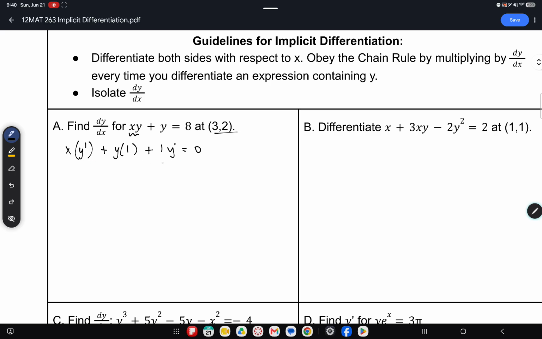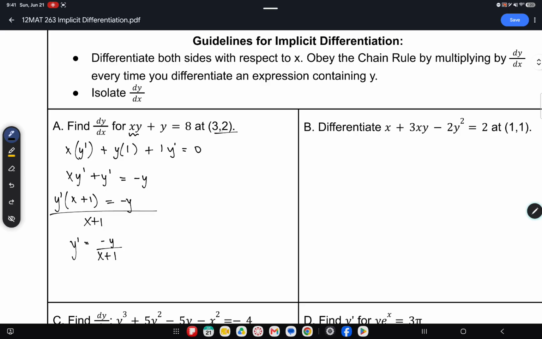And now we want to isolate the y prime. So I'm going to leave anything with the y prime on the left, and I'm going to subtract y on the other side. And then I can factor out a y prime, and I'm left with x plus 1 equals negative y. And then I can divide both sides by that x plus 1. So y prime is negative y over x plus 1.